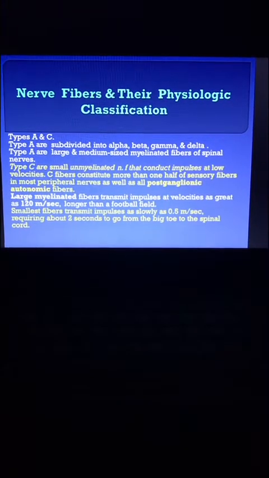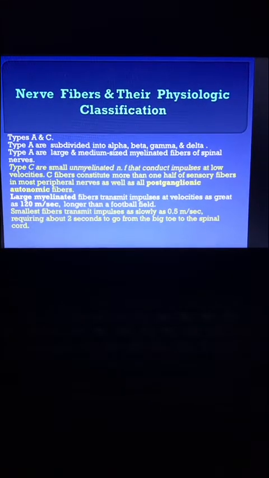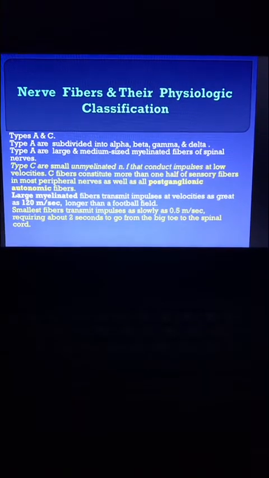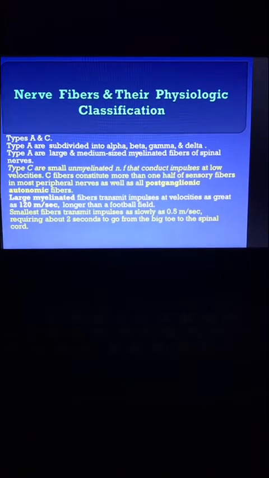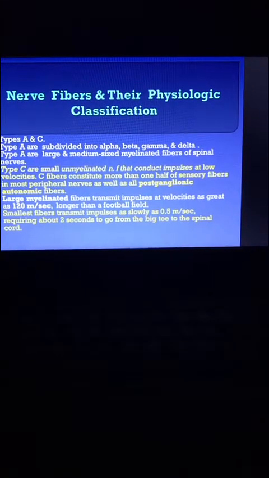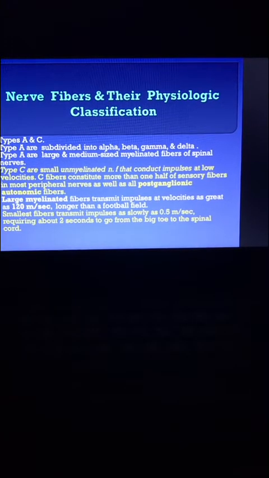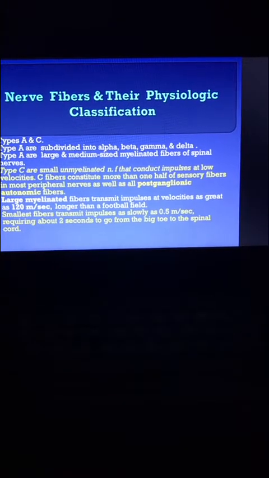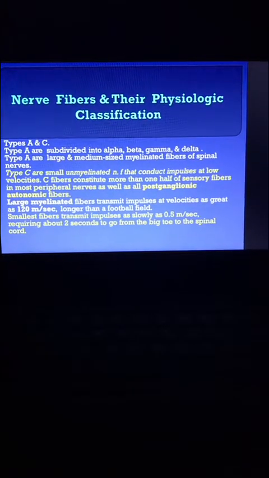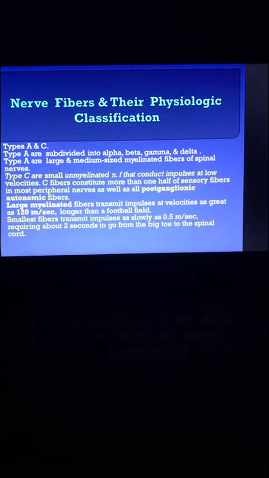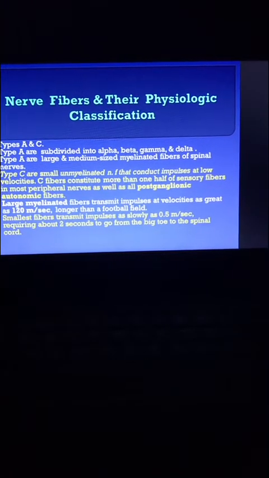Now, nerve fibers and their physiologic classification can be classified into types A and C. Type A are subdivided into alpha, beta, gamma, and delta. Type A are large and medium-sized myelinated fibers of spinal nerves. Type C are small unmyelinated nerve fibers that conduct impulses at low velocities.